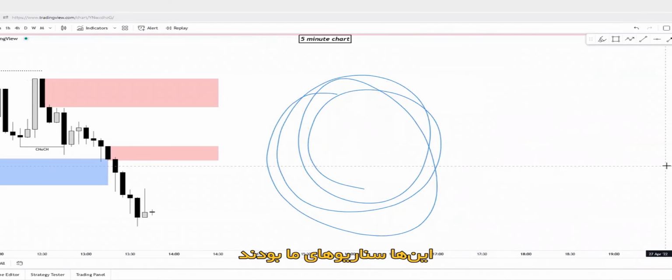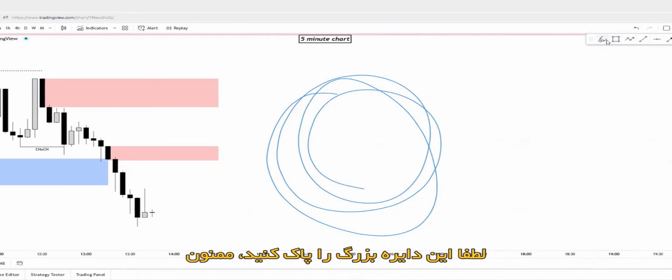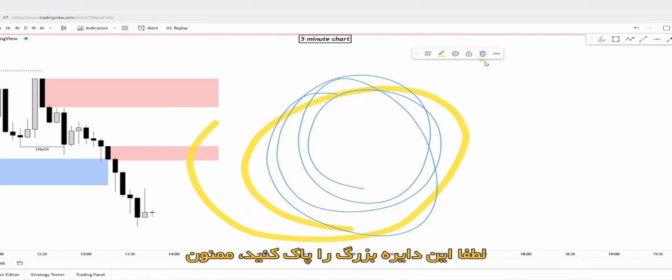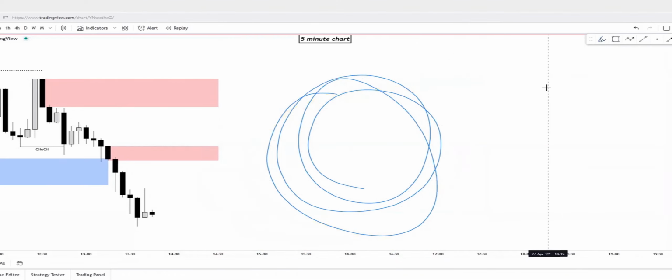So, yeah, these are the possibilities lined up for us. Now, what can we do? We can just remove this biggest circle from here, please. I don't know who it was. Just remove it. Thank you.